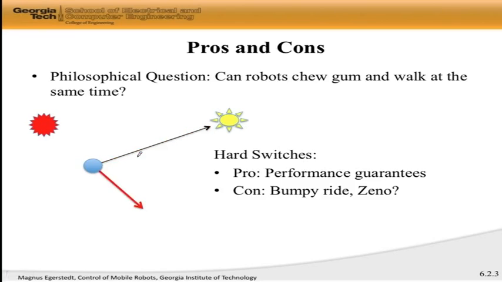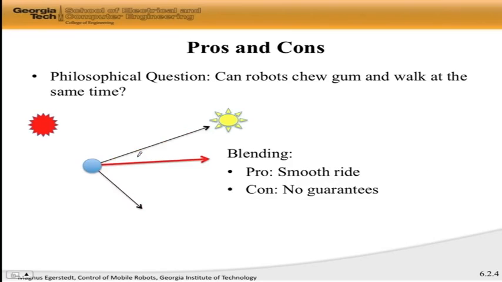So the other alternative, of course, is to blend the two behaviors. So the answer to this philosophical question here would be yes, robots can indeed chew gum and walk at the same time. They can avoid slamming into things and going towards goals. And I'm going to argue that all of us, when we're walking around, we're trying both not to walk into other people and go to the particular place we're interested in going to. So we do it all the time. Why shouldn't we let the robots do it? So the pro, or the benefit of doing this, would be to get a smoother ride when we're not switching between behaviors rapidly. We typically avoid the Zeno issue. So this would be an argument for blending.